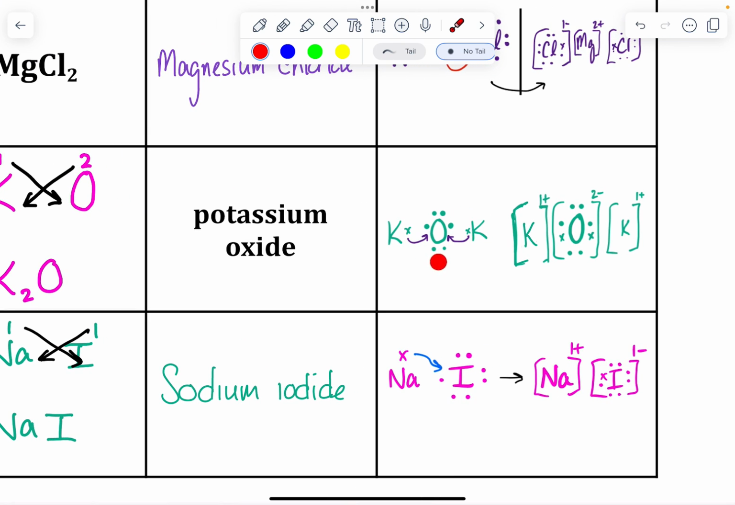One oxygen atom and 2 potassium atoms. Each potassium will donate 1 electron to oxygen to end up with an ionic compound of potassium, 2 of them, each with a charge of +1, and then oxygen having gained the 2 electrons to become a charge of -2.